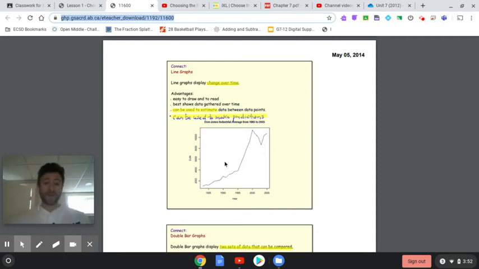The other thing about line graphs is you have y-values. So this one here is talking about the Dow Jones, which is something to do with the stock exchange. It's one of the stocks.